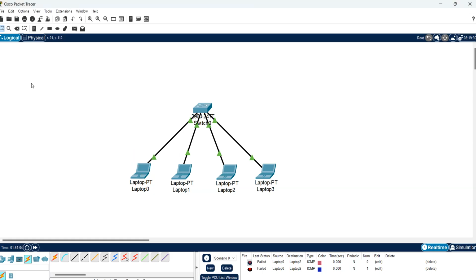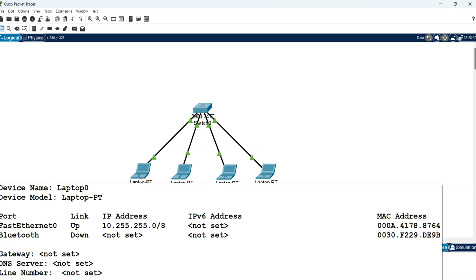So if I go back and if I do an actual envelope, which is ICMP, here to here, successful. Here to here, successful. Here to here, successful. So everything is success. Why? Because they belong to the same network. The first octet starts with the number 10.